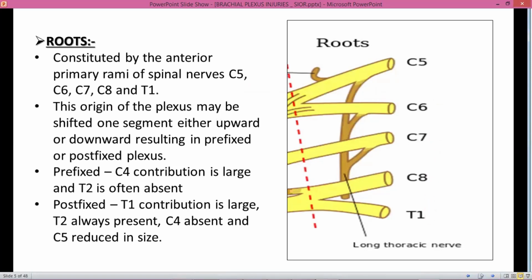If the C4 contribution is large and T2 is absent, it is called a prefixed brachial plexus. It is postfixed when the T1 and T2 contribution is large and C4 and C5 are reduced. C4 is absent and C5 is reduced in size.